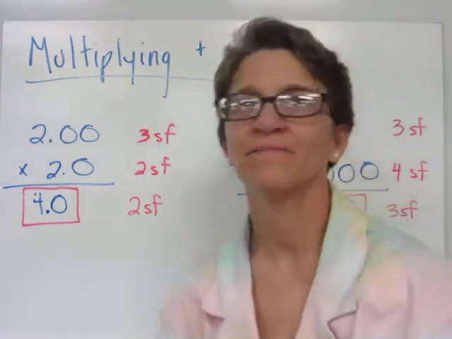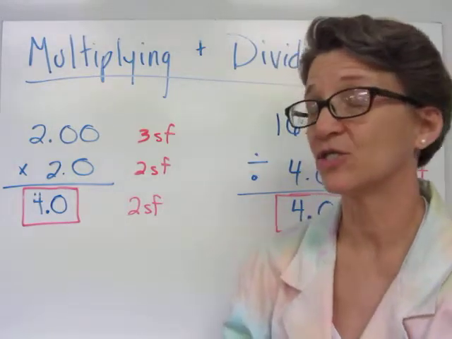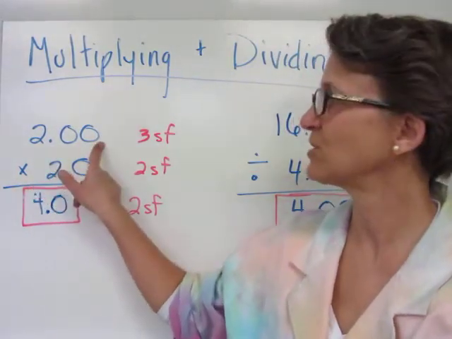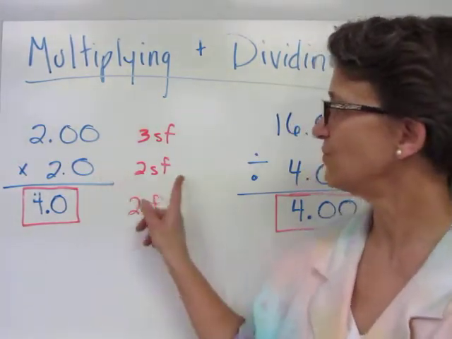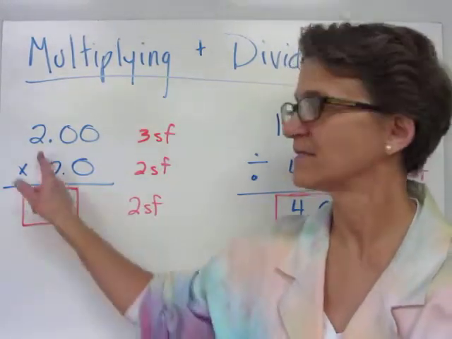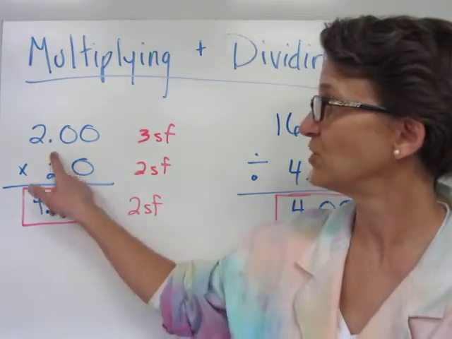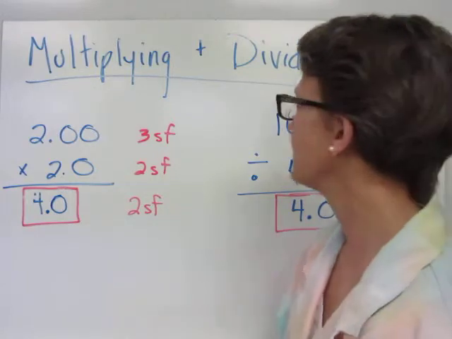Multiplying and dividing with significant figures. Now you need to count how many significant digits are in your numbers. I have 2.00 times 2.0, but the first 2.00 has 2 decimal places, so 3 sig figs. The second 2.0 has 2 sig figs. Your answer can only be as accurate as the numbers involved, so you round to 2 significant figures. So 2 times 2 is 4, but we need 2 significant figures.